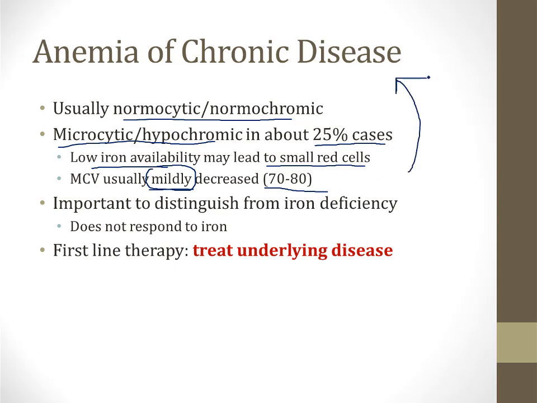chronic disease. And it's important to distinguish anemia of chronic disease from iron deficiency because this disorder does not respond to iron. The first-line therapy is to treat the underlying disease and limit the amount of inflammation. That will make the anemia better.